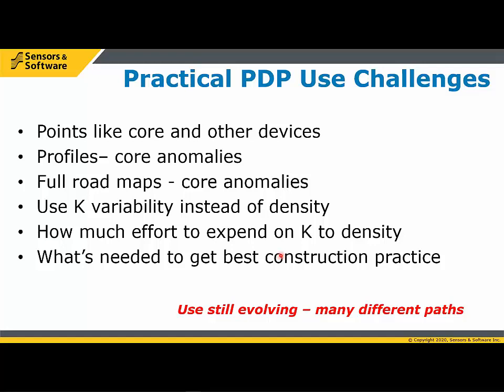Should we use the permittivity as the variable to map instead of density, so we're not struggling to get a density to row conversion? How much effort should we spend on permittivity to density conversions for practical use? What's needed to get best construction practice?